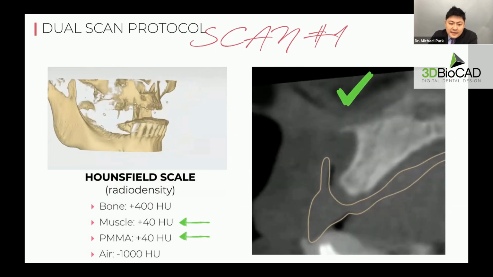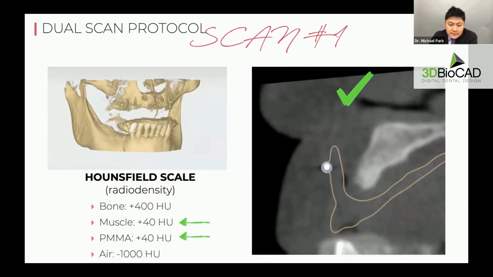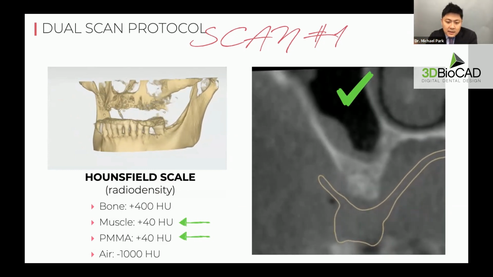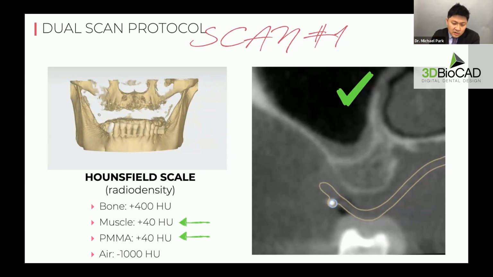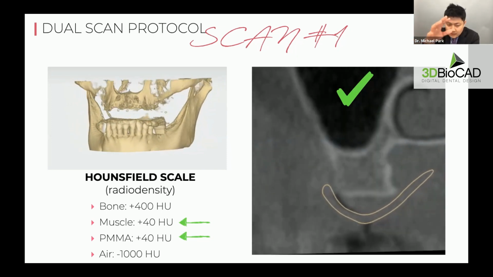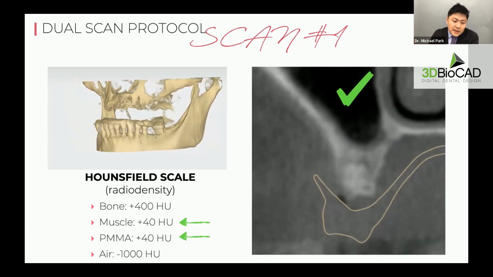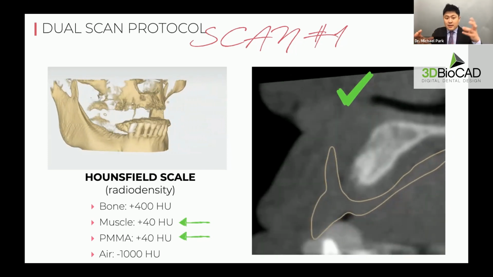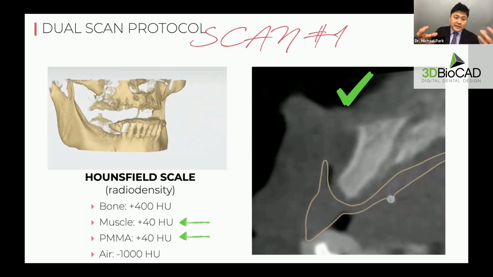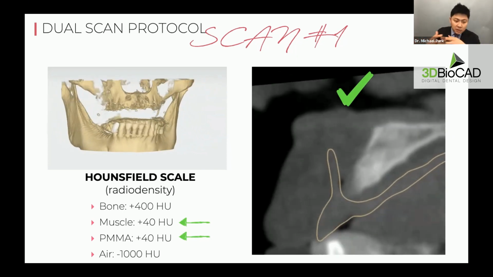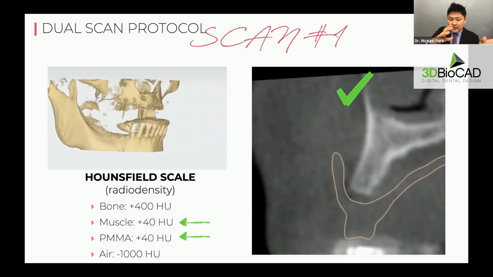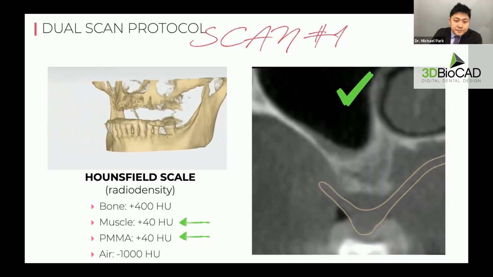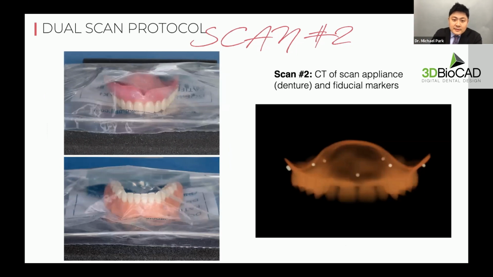And if you look at this scan, you don't see the scan appliance. In a CT scan, you only see the fiducial markers. The reason you don't see the outline of the scan appliance is because the radial density of the soft tissue and the material that the scan appliance is made out of is very similar. So you can't really isolate it and visualize the scan appliance on the CT scan. So that's why we take scan number 2.